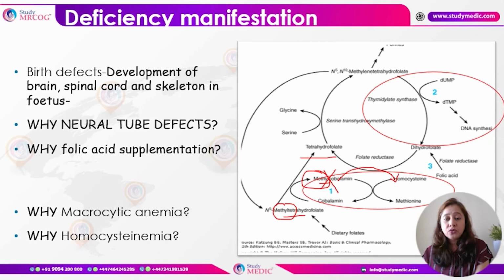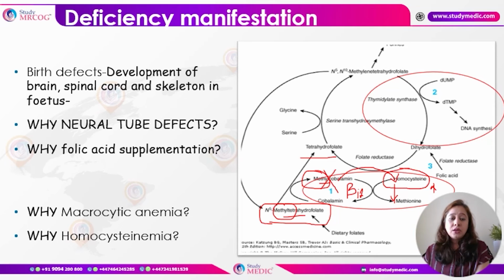Now this factor is affected, B12 is not available, so the folic acid is like having a folate trap mechanism. It is trapped as methyl tetrahydrofolate trap. Okay, so that is the reason. So when folic acid is not available, the homocysteine levels are obviously elevated, presenting with homocysteinemia and homocystinuria. Okay, so that's about the deficiency manifestations.